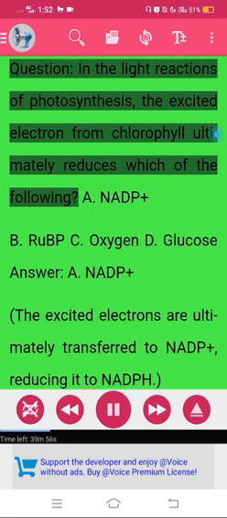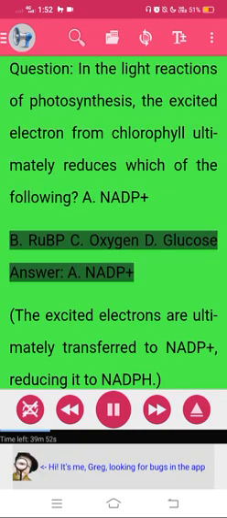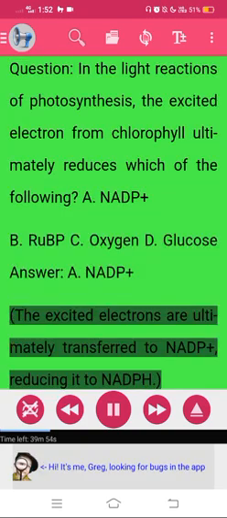CSIR NET June 2019. Question. In the light reactions of photosynthesis, the excited electron from chlorophyll ultimately reduces which of the following? A, NADP+. B, RuBP. C, oxygen. D, glucose. Answer. A, NADP+. The excited electrons are ultimately transferred to NADP+, reducing it to NADPH.